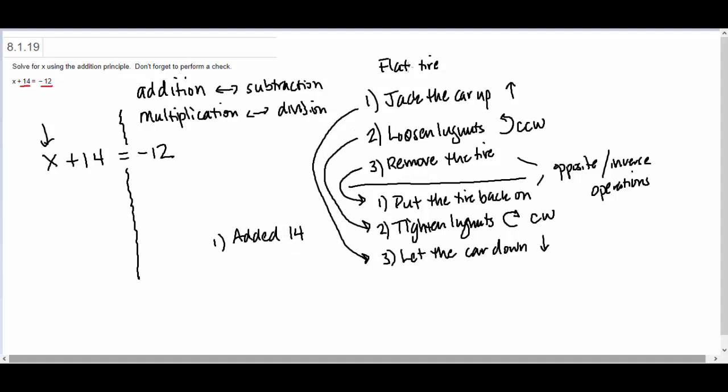So this is much simpler than the flat tire example. I just need to do the opposite of adding 14. So the opposite of adding 14, the inverse of adding 14, is subtracting 14. If I subtract 14 from over here on this side, then I'll have x all by itself.